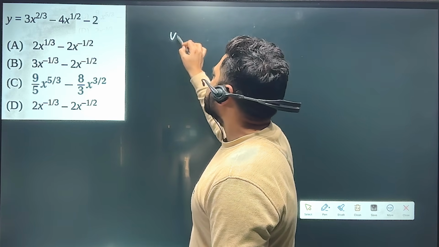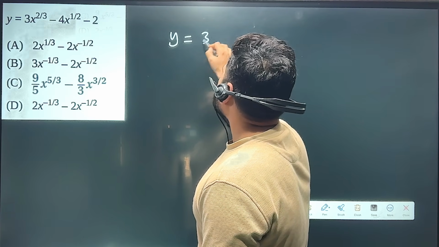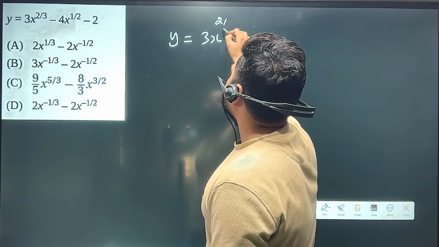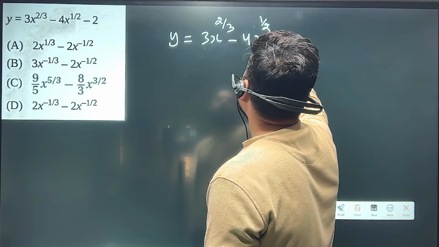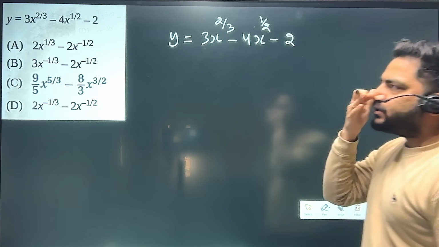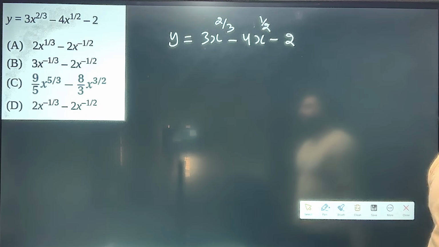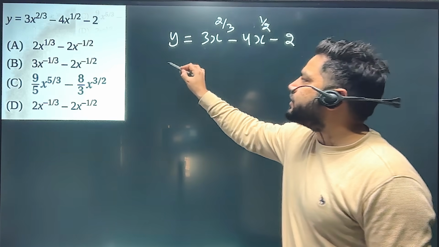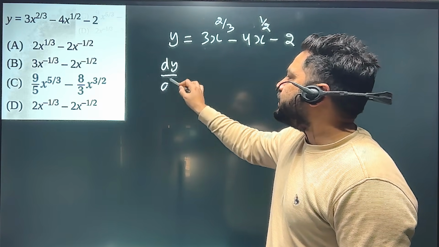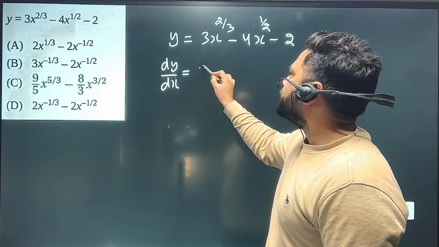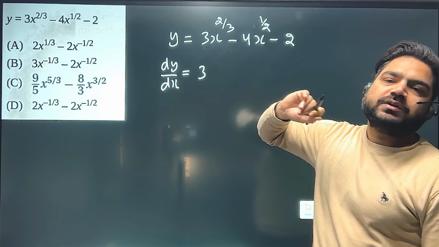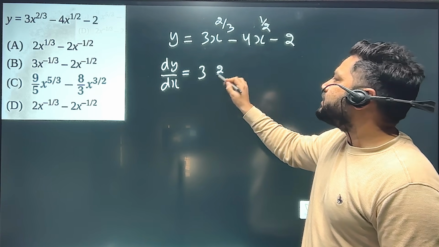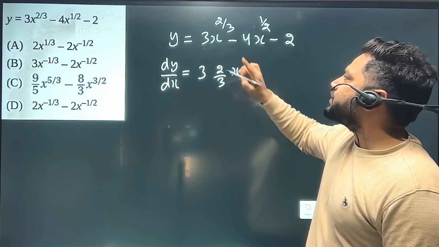So in this question, y is equal to 3 into x power 2 by 3, minus 4 into x power 1 by 2, minus 2. How to do its differentiation? It will be dy by dx. So 3 will remain the same. For x power 2 by 3, how to solve this? The power will come ahead again, 2 by 3 will come ahead, and you have to subtract one from 2 by 3.